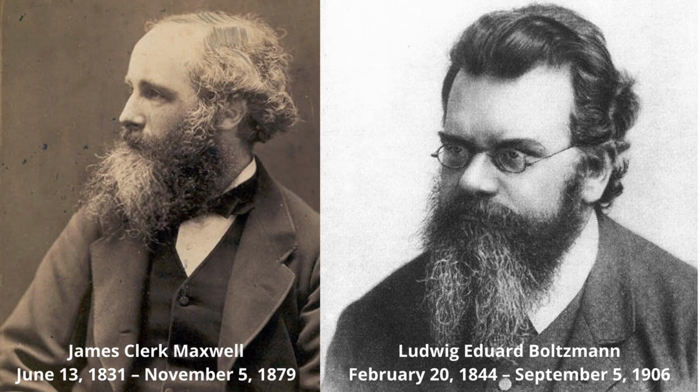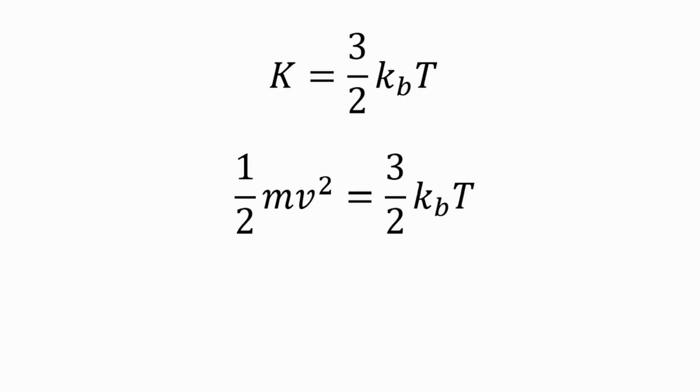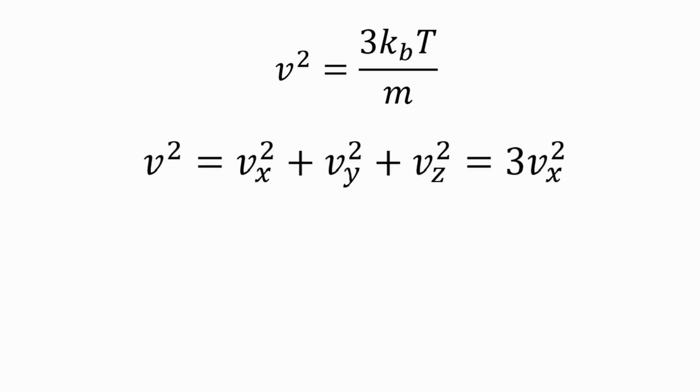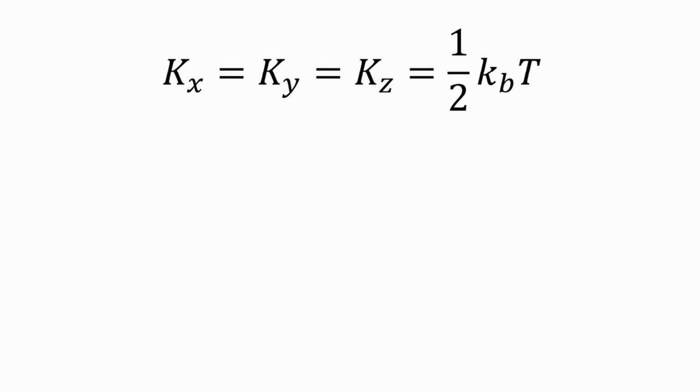The total average kinetic energy of the particles is given by, or, and therefore, the average velocity square is given by. But in thermal equilibrium, the average velocities in all directions are the same. Therefore, where kx is the average kinetic energy in x direction. From this we can see, which means that the total kinetic energy is split equally in the kinetic energy in all three directions.